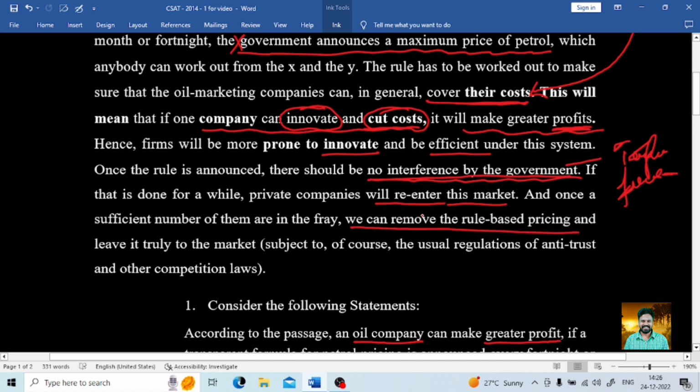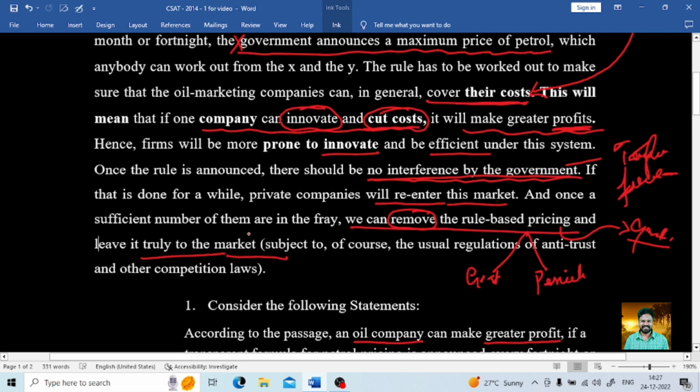Rule-based pricing we can remove. Remove the rule-based pricing. Rule-based pricing is done by whom? At present, by the government. We want to remove this and leave it truly to the market, which means, see, here the meaning is very broad. It is not regulated by the government. The price of the petrol is not regulated by the government, not even by private people.